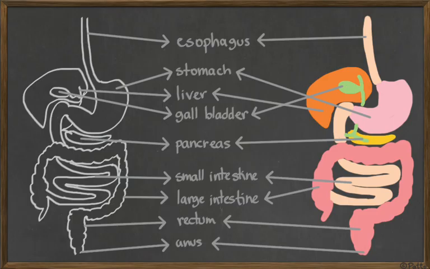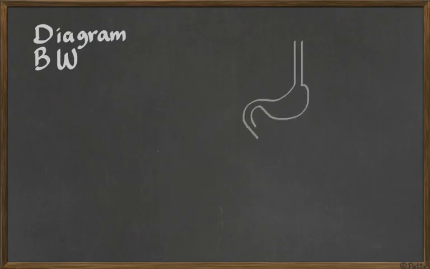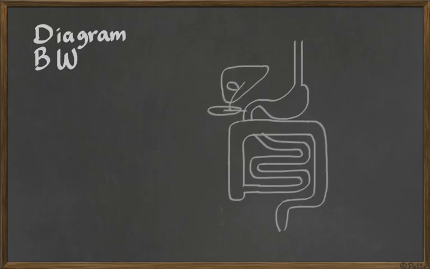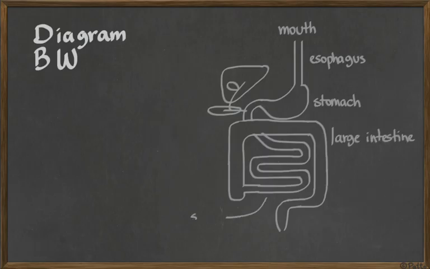If this is too complicated for you to draw, let me show you a very simple diagram that can be drawn even by people that don't have much drawing skills or experience. Okay, there we have the mouth on the top, it's not shown here. Then you have the esophagus, then the stomach, then the large intestine over there, the small intestine, and we have the rectum and the anus.